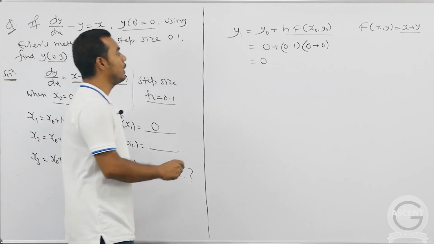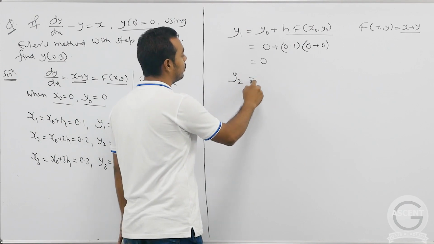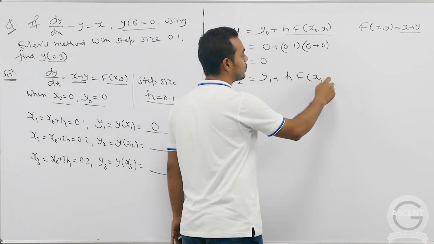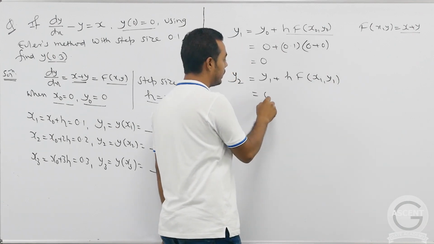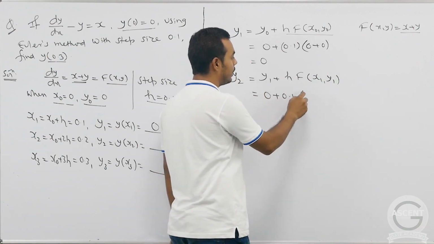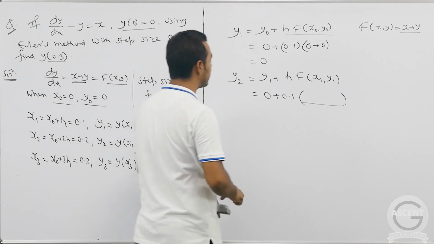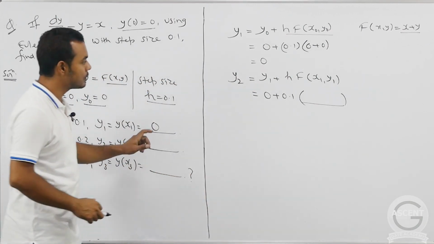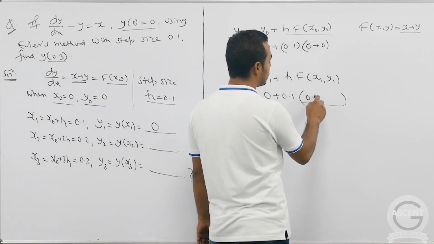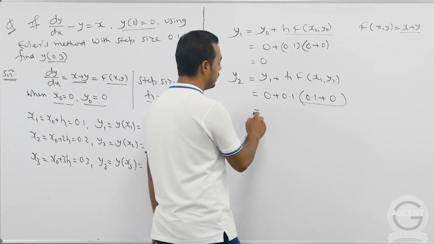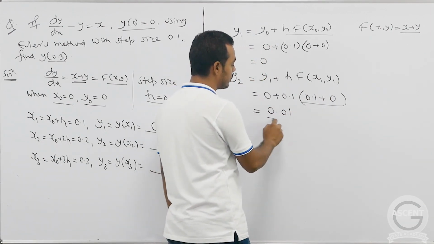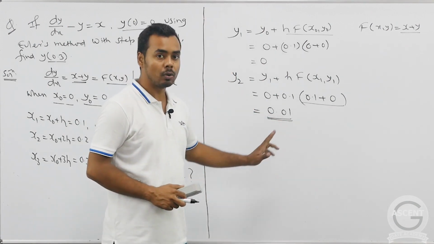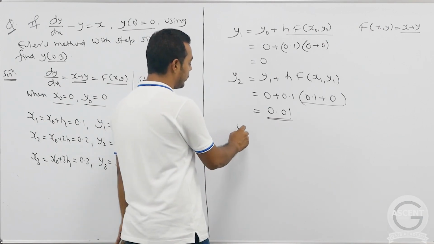Now we need to calculate y2. So y2 will be y1 plus h into f of x1 y1. y1 is 0, h is 0.1. f of x1 y1 will be x1 plus y1. x1 is 0.1, y1 is 0. If we multiply these two, we'll get 0.01. So this will be the value of y2. y2 will be 0.01.